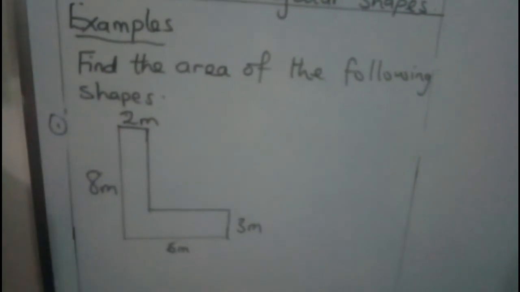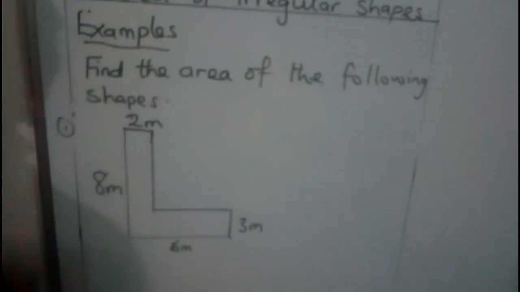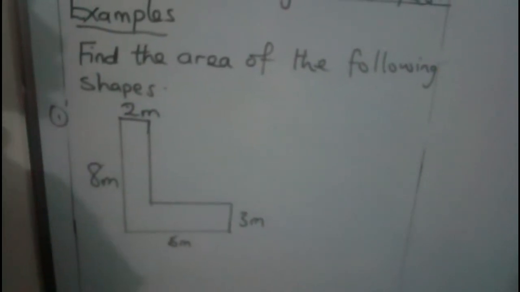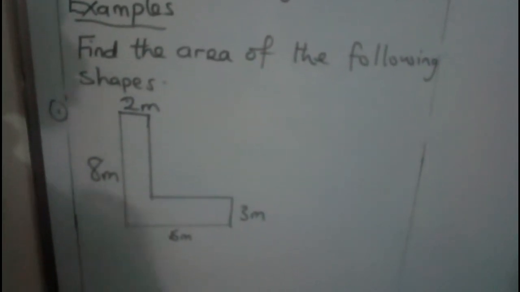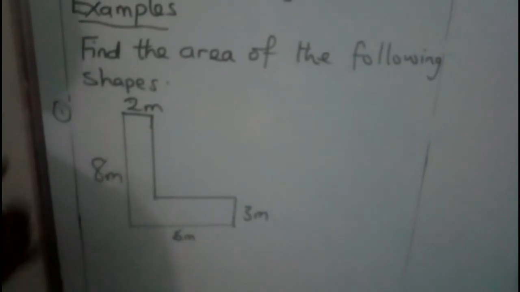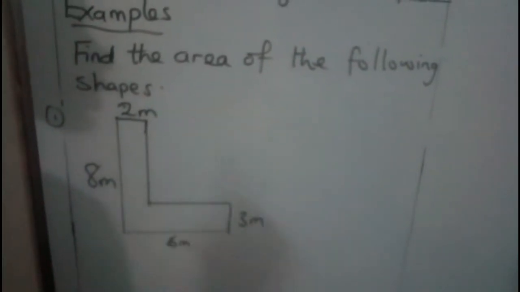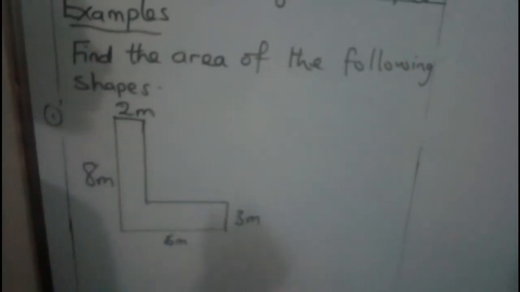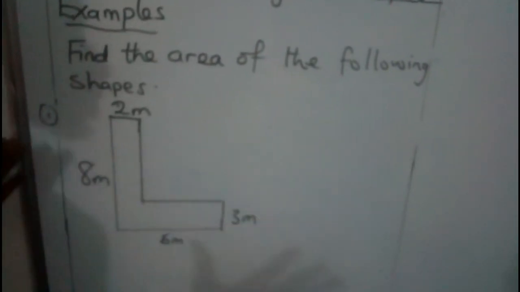Find the area of the following shapes. Number one. Now you can see the shape we have here is an irregular shape. We used this type of shape during our last class when we were looking for perimeter. But now we're looking at area. But don't forget the instruction from the introduction. When you are to find the area of irregular shape, you are to break it down to regular shapes.